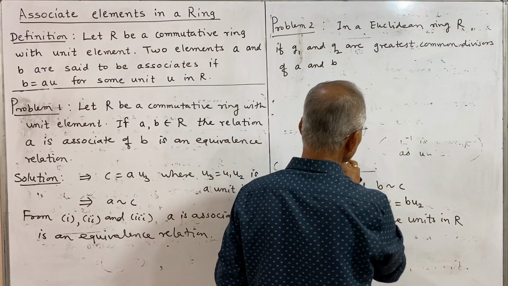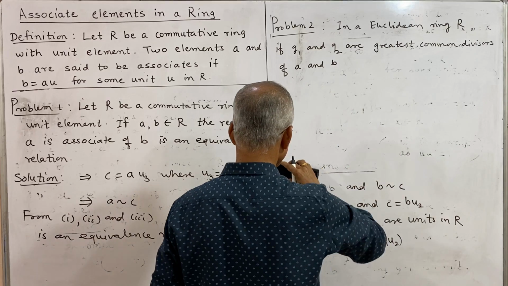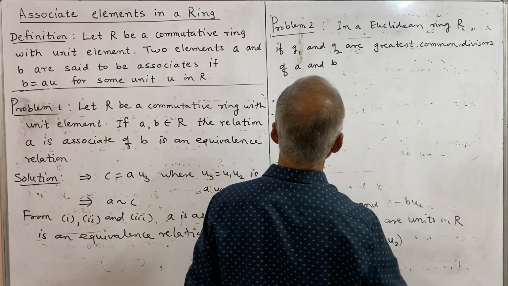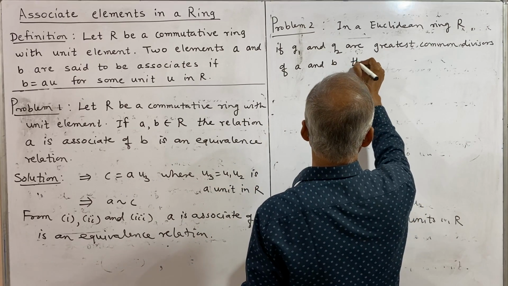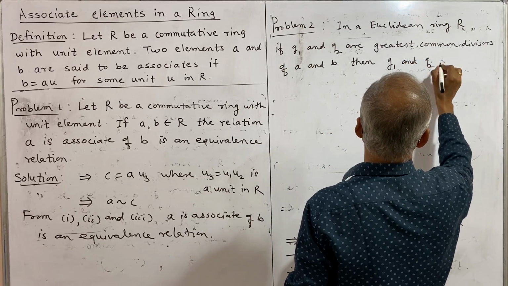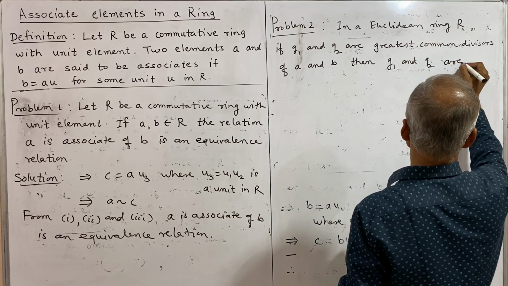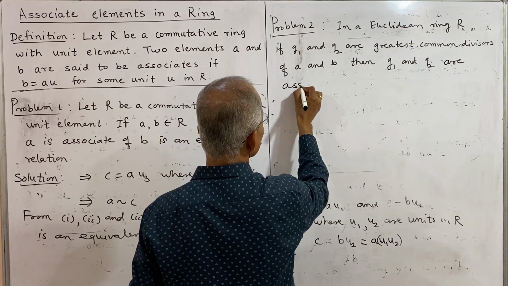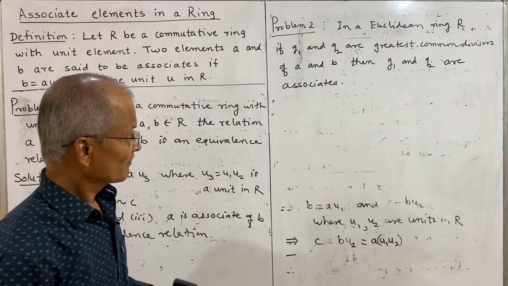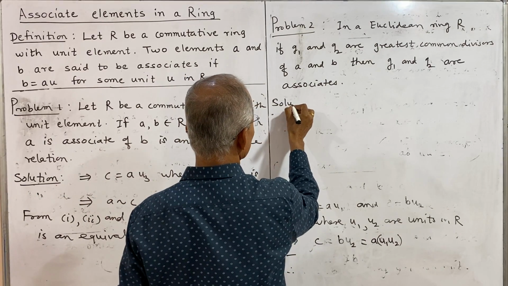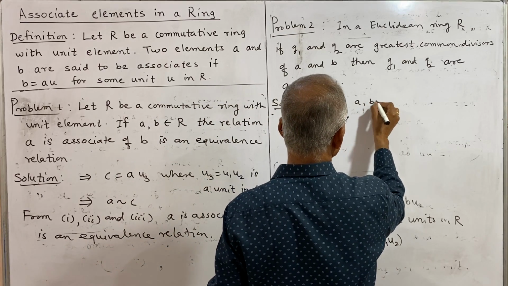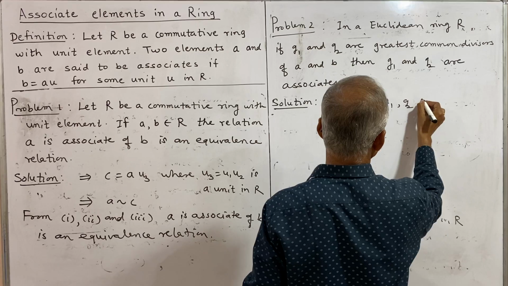If G1 and G2 are greatest common divisors of A and B, then G1 and G2 are associates. All elements are in the Euclidean ring R. So we shall prove this as follows. Let A, B, G1, G2 belong to R.